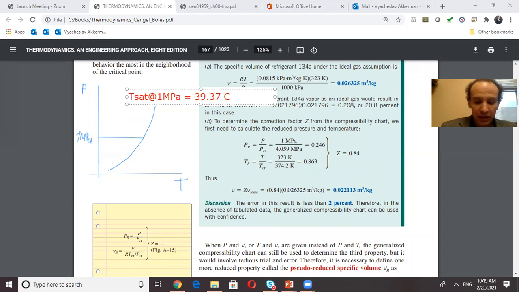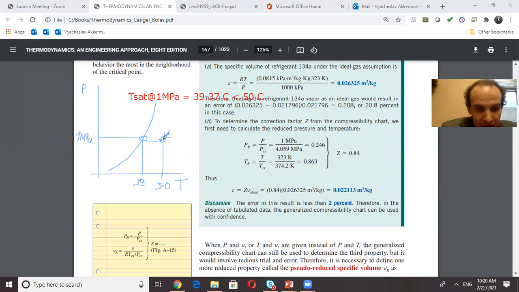What does it mean? Our temperature is 50 degrees, right? So what does it mean? It means that we are here, ahead of 39, so this is superheated because this is 50. It's superheated because it's hotter than it should be to be saturated at this given pressure. So I'm at superheated vapor.